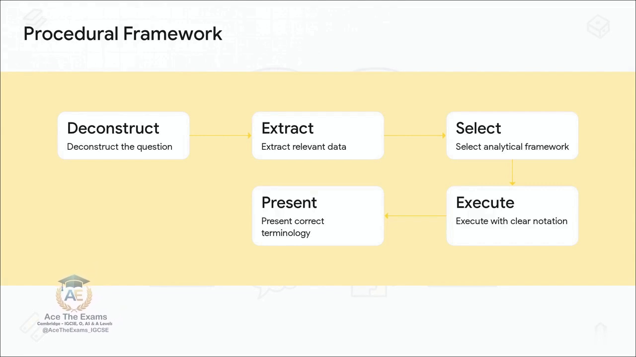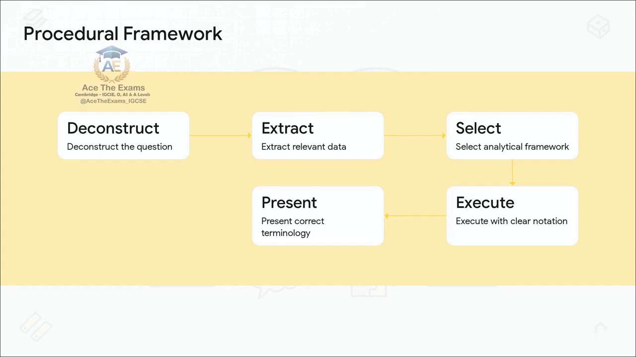If you follow these 5 steps exactly, you will secure vital method marks, even if your final answer has a minor flaw. Let's rewrite Alex's terrible answer right now. Step 1, deconstruct the question. We identify the command word. Step 2, extract relevant data. Instead of Alex using a generic table name, we extract TBEL drone flights.